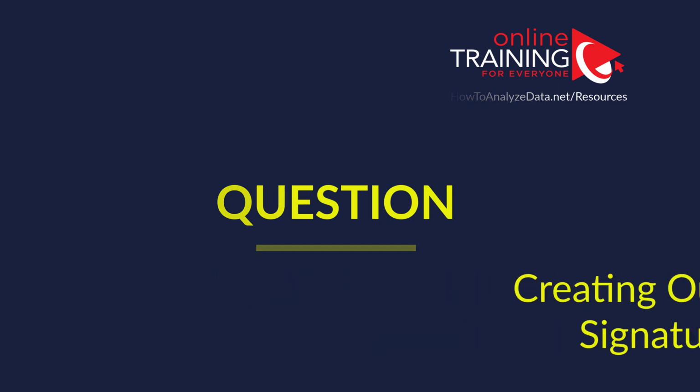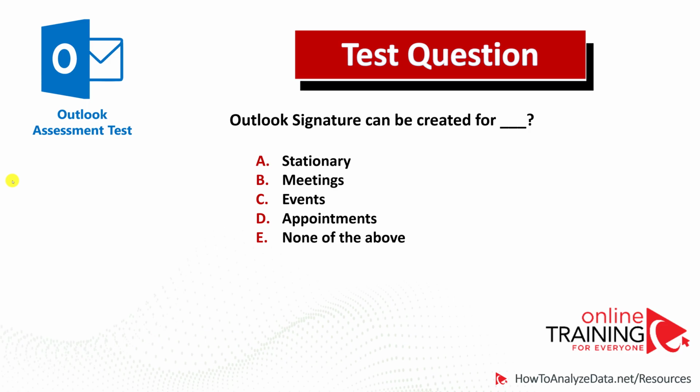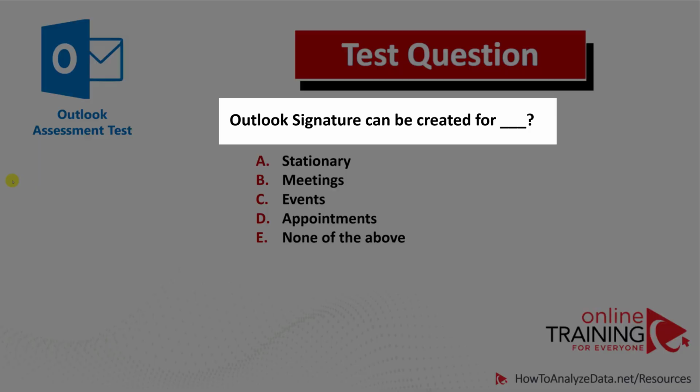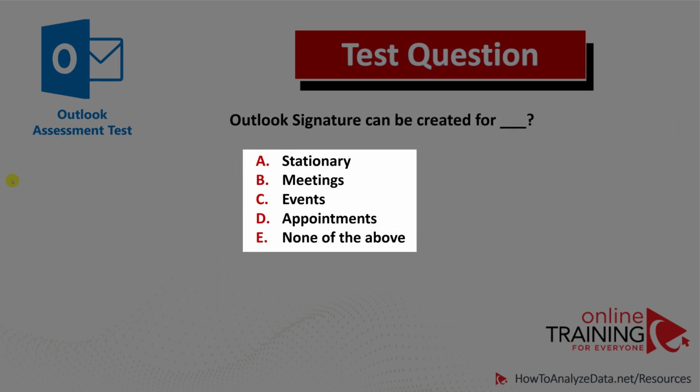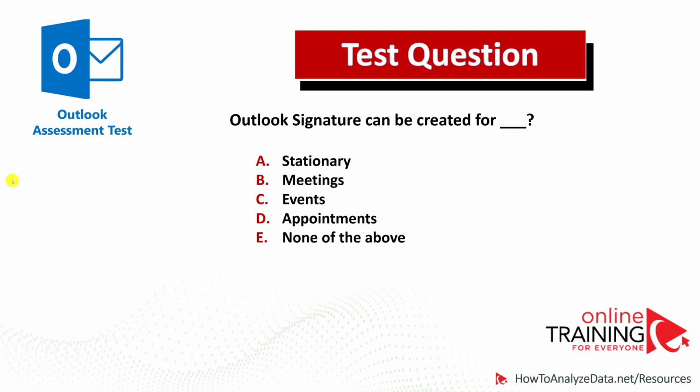Now let's look at the tricky question a lot of people get wrong during the test. Outlook signature can be created for, and you have 5 different choices: stationery, meetings, events, appointments, or none of the above. Do you think you know the answer? Let's see if we can get to the correct answer together.